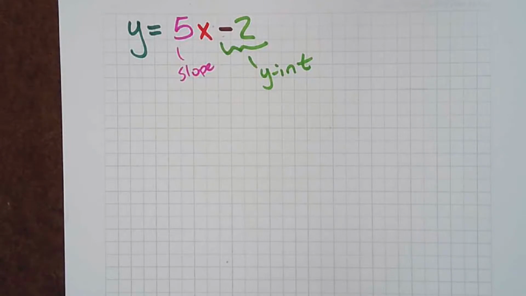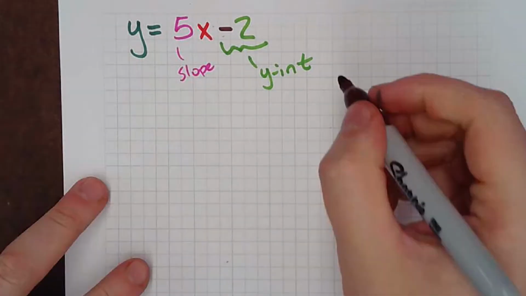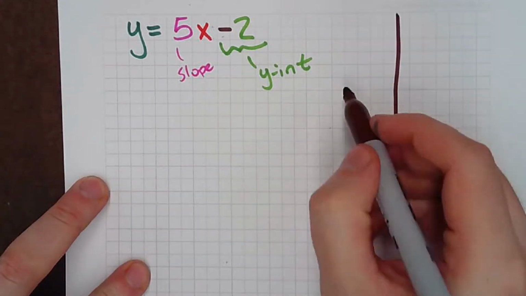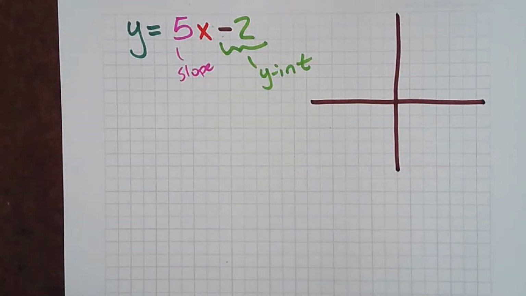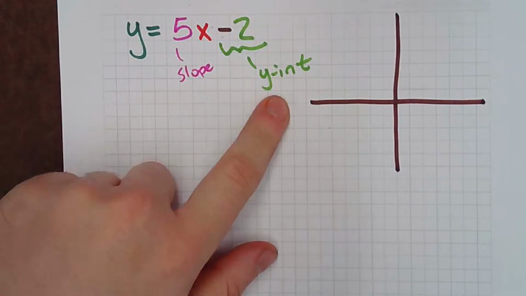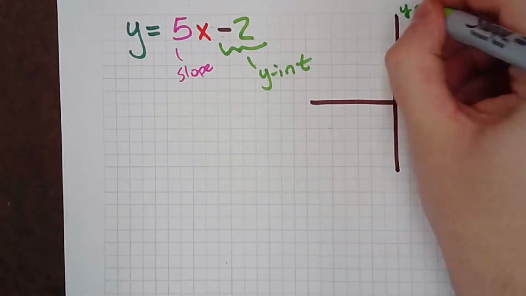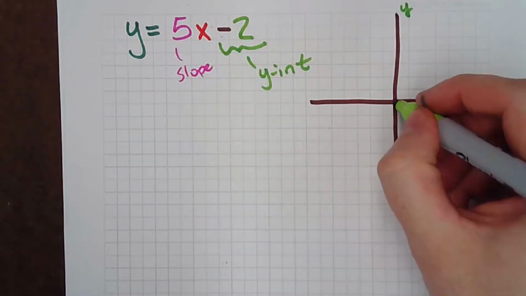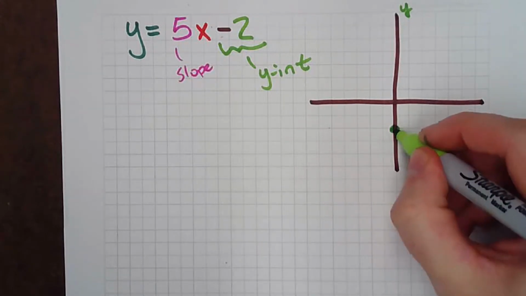So if we were to graph this, I'm going to draw a little graph over here, a coordinate plane. It says that we're supposed to go down 2 first. We always graph our y-intercept first and find out where our line hits the y-axis. So here's the y-axis. It hits it at -2. So -2 is right here.